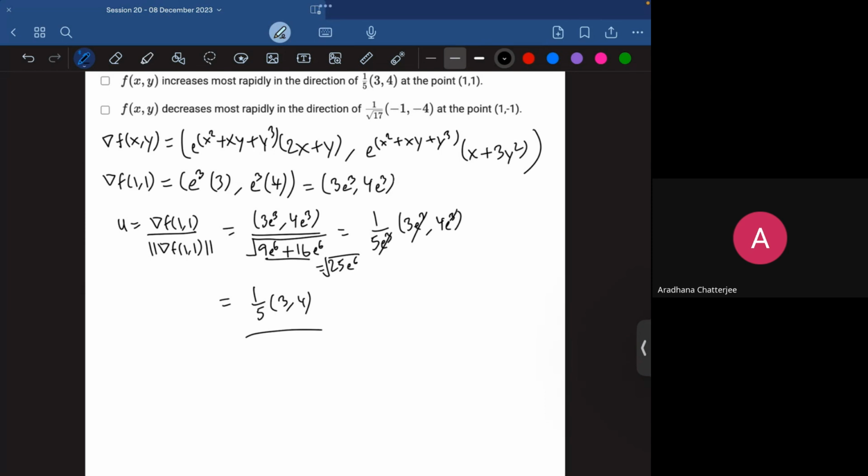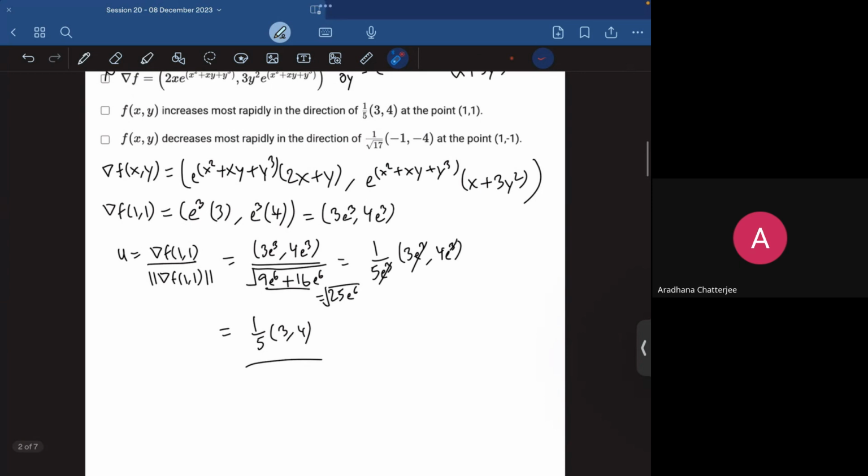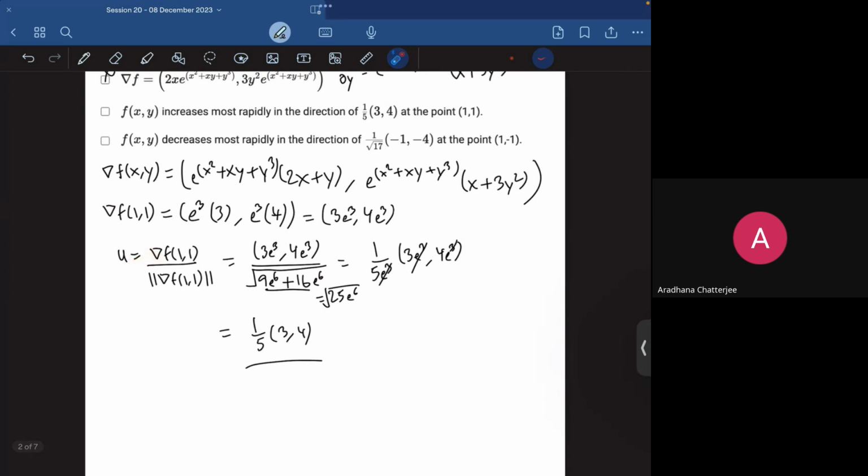Like 3, 4 here has to stay put. So if the value is positive, do we say it is increasing? Yeah. So you take the value to be positive, then the function is increasing. If I wanted to find decrease, then I would just multiply this by a minus sign.